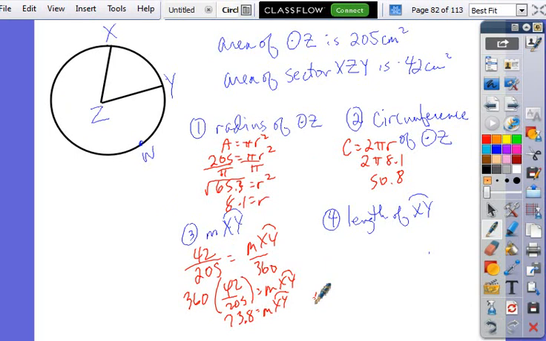So then it says go to length. Then that length is degree over 360 times 2 pi r. You put all those things you got. So I'm going to say, well, degree is 73.8 over 360 times 2 pi r. R is 8.1. Type that in, you got your answer.